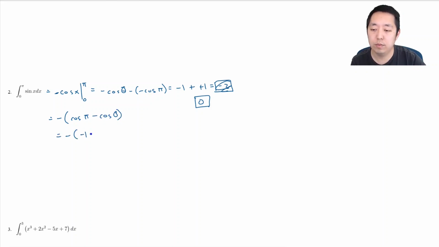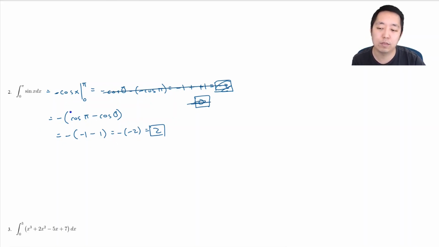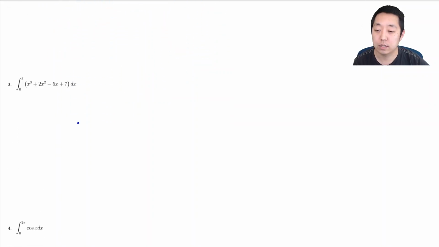Cosine of pi is -1. Cosine of 0 is +1. So that's -2, -2, which is equal to +2. So that's the correct answer. So here I kind of messed up. I think I did the order wrong. This is how I would normally do it. I would do the negative sign separately, just put parentheses around the subtraction, and that way it's a lot easier to keep track of the signs.